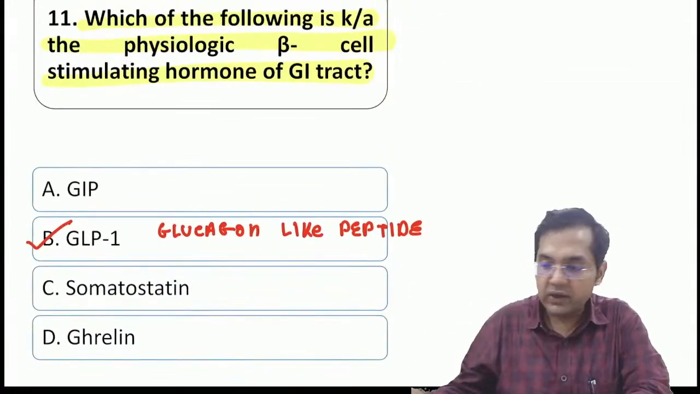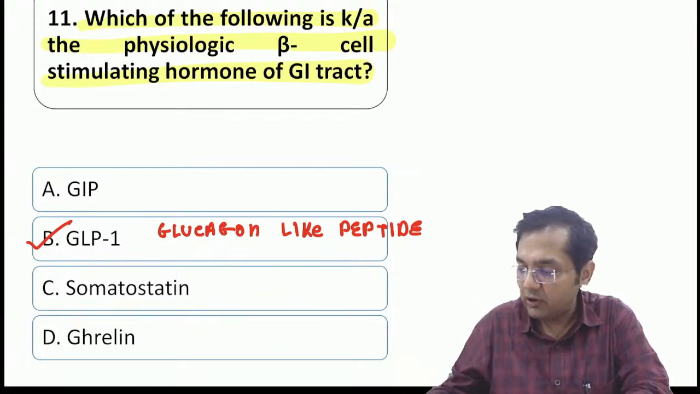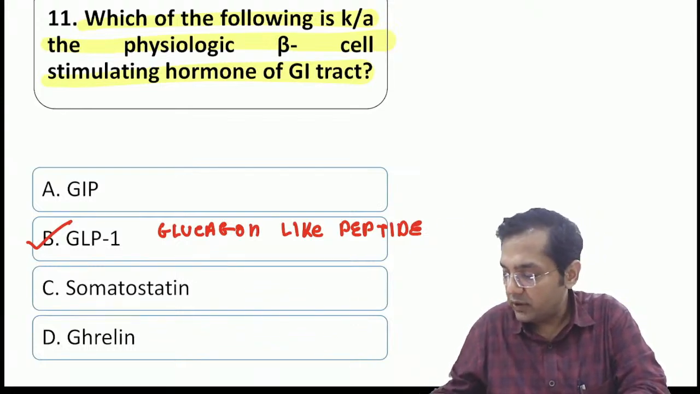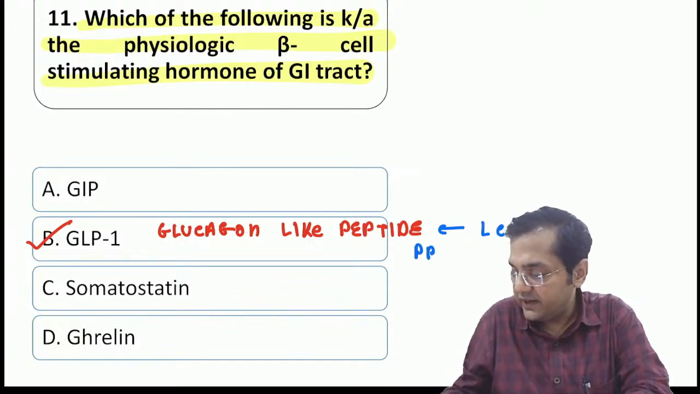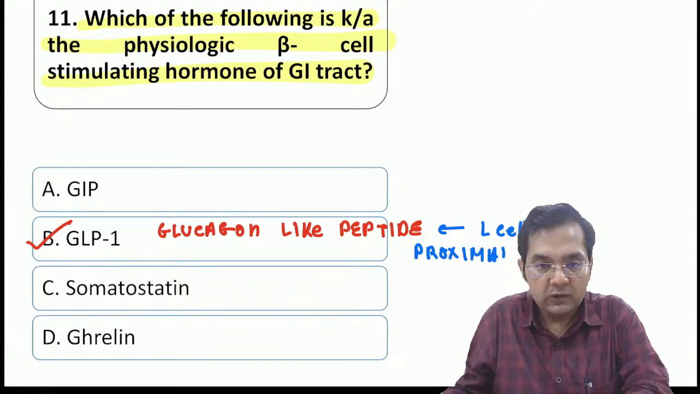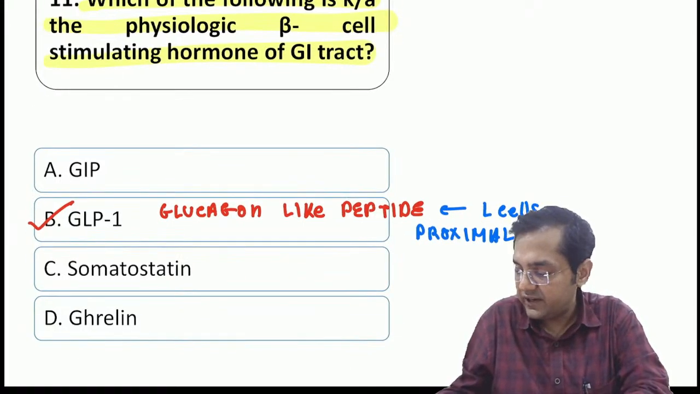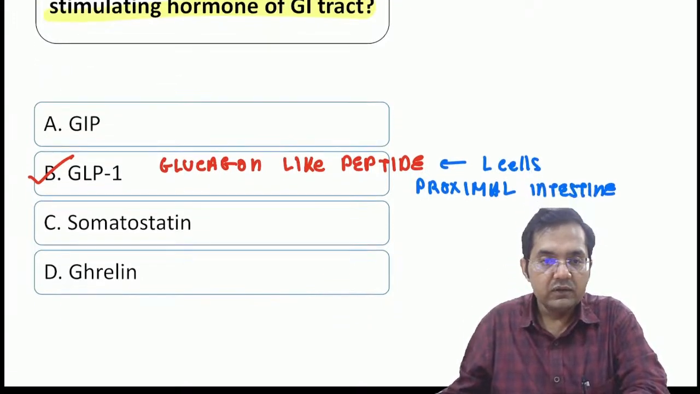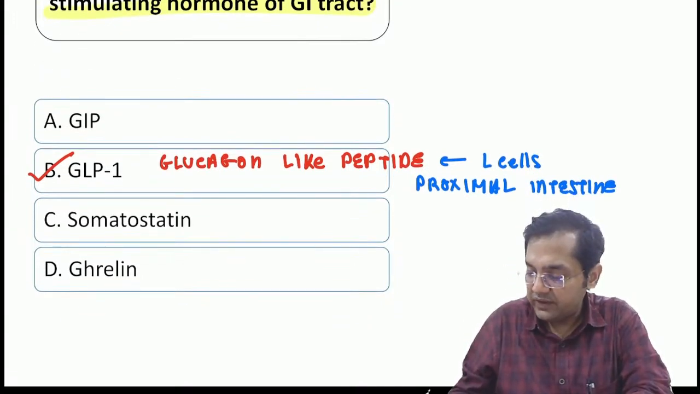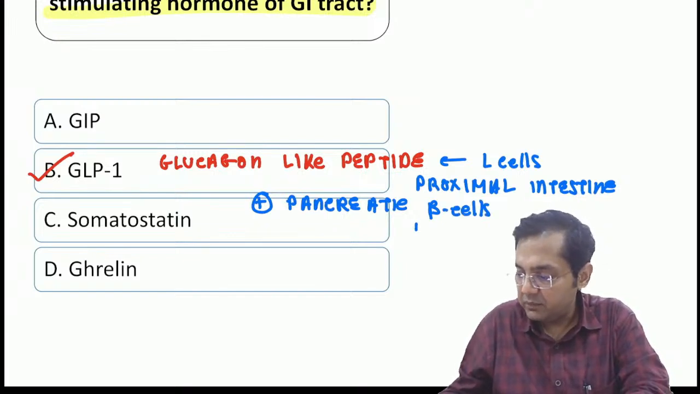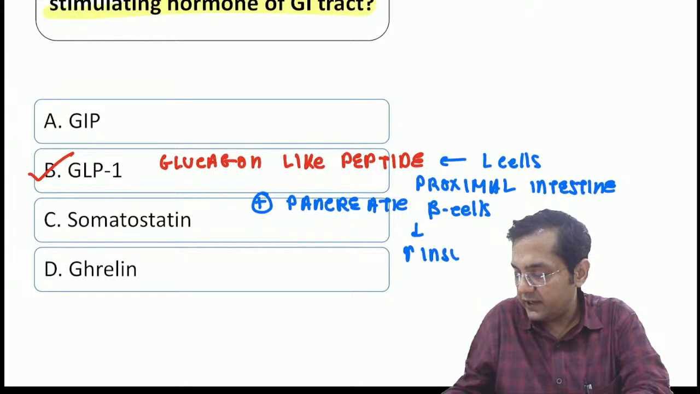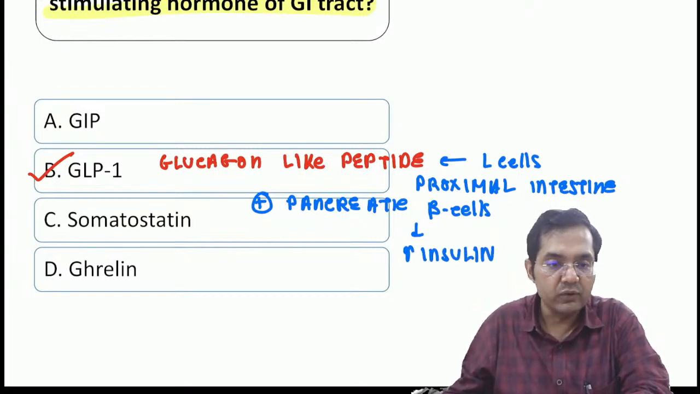So glucagon like peptide is released from L cells present in the proximal intestine. This causes stimulation of the pancreatic beta cells, thereby causing increased release of insulin, right?